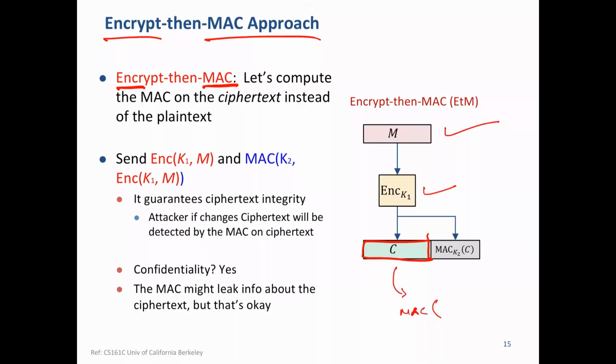So you do MAC of K2 on this. This becomes the content on which you are trying to get MAC. So this is what comes here. Now to the other party, that is, if Alice is generating all this, Alice is sending to Bob C and MAC of C with the key K2.